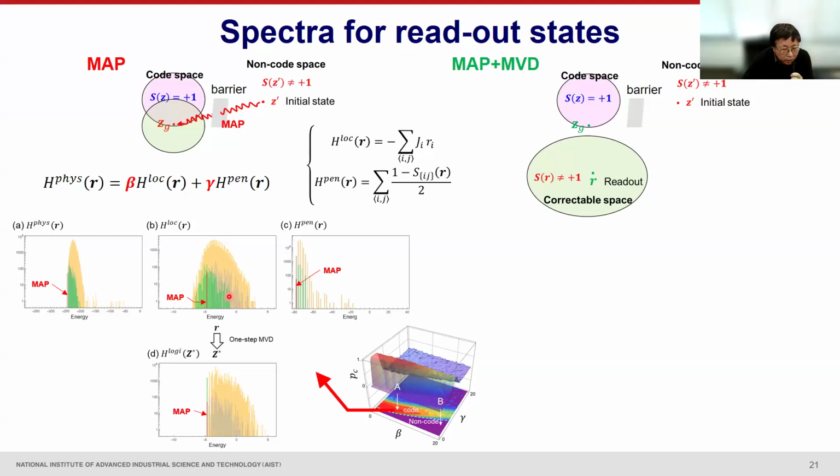In contrast, the green beans here indicate the contributed states for majority vote decoding after MAP decoding. The spectra indicate that these contributed readout states are indeed non-code but correctable states.